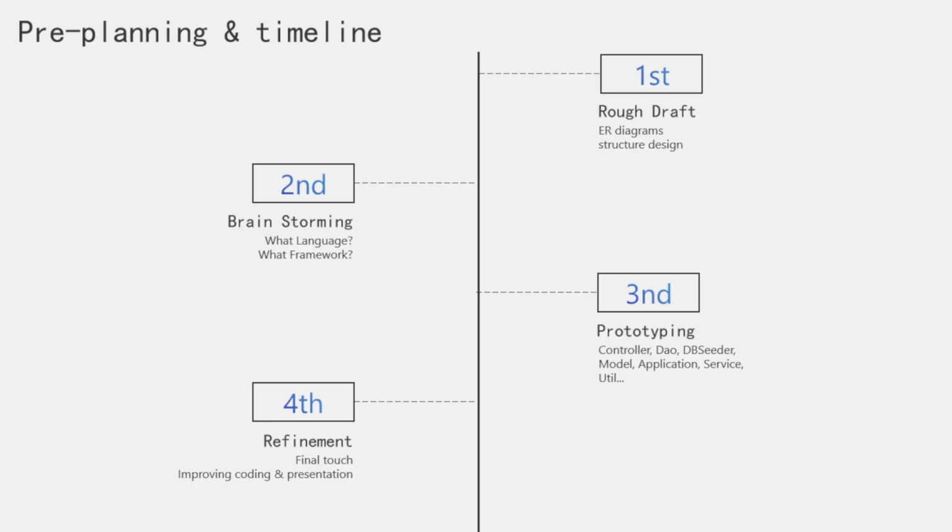And then we had prototyping. We have done all the layers, including controllers, DAO, models, you name it, right? And eventually, we had final retouch. We had final touch and also refinement, and we completed some extra credit functionality as well.